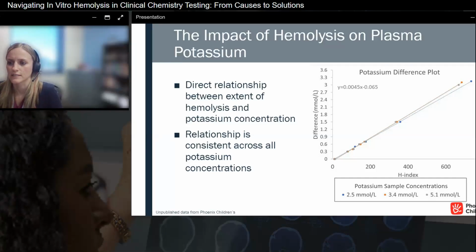The x-axis includes the various H indices that were investigated, while the y-axis is the difference in potassium concentration between the non-hemolyzed specimens and the hemolyzed specimens. We specifically compared the various levels of hemolysis for each plasma potassium concentration versus the non-hemolyzed sample of the same concentration. As you can see, as the H index increased, or the extent of hemolysis increased, so did the plasma potassium concentration. Based upon what we know about the red blood cell concentration of potassium, this is to be expected.